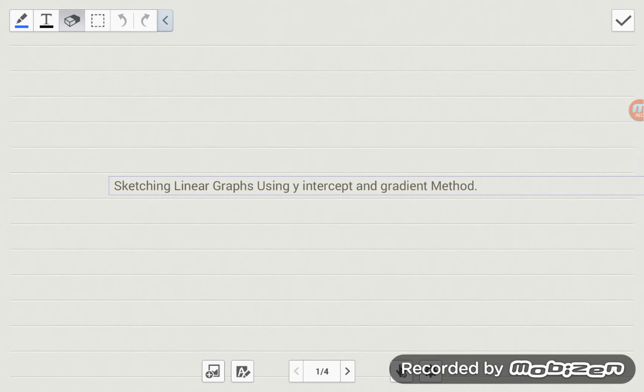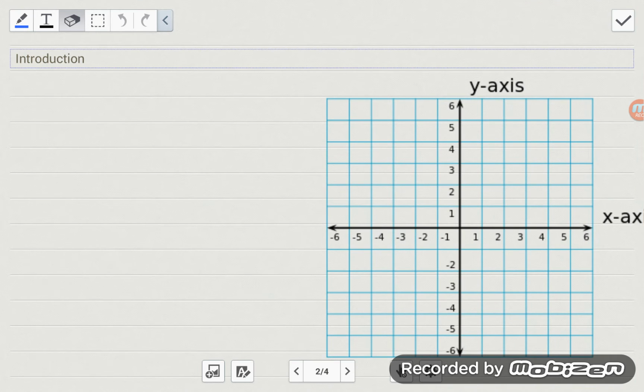Today I'll be showing you how to sketch a linear graph using the y-intercept and gradient method. For the introduction, I'll explain what this topic is and how to sketch a line given this equation. Something we should always remember is y equals mx plus c. Normally, the equation they will give you to sketch a line using this method is in this form. So I'll explain what these mean.